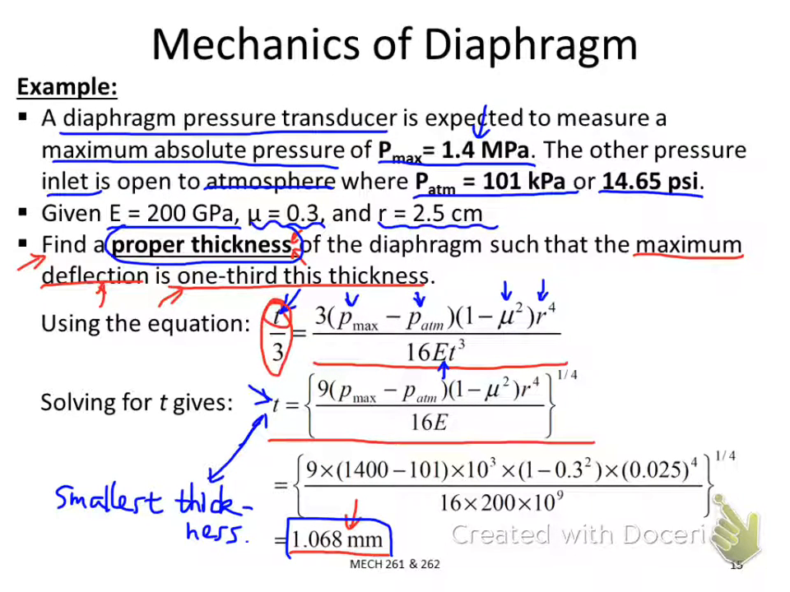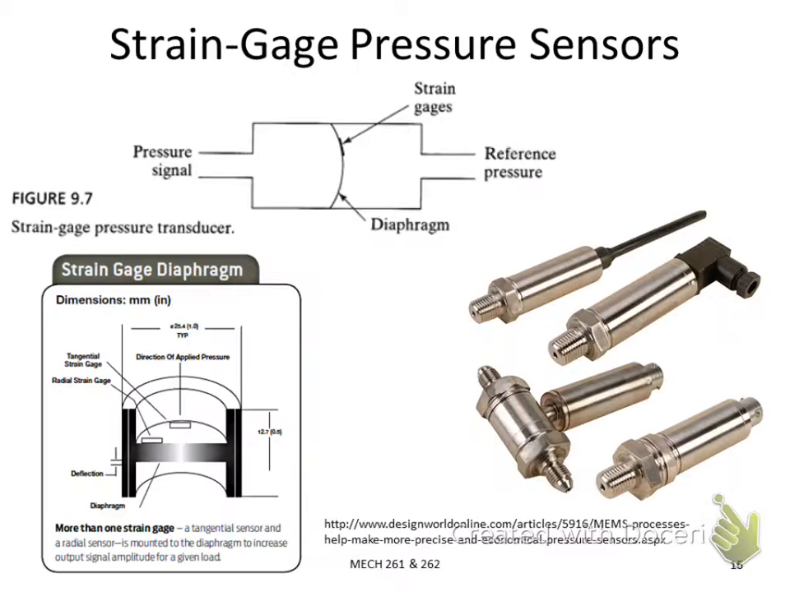Okay, so now let's look at a few types of diaphragm-based pressure sensors. The first one is using strain gauge as the sensing mechanism. If you look at this schematic, you have one inlet here and one inlet on the right side. In the middle you have a diaphragm.